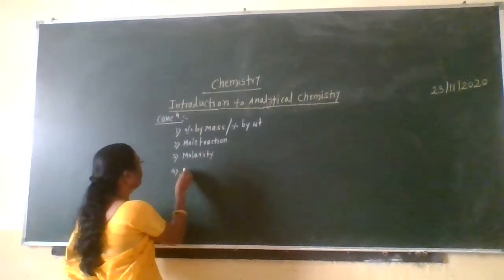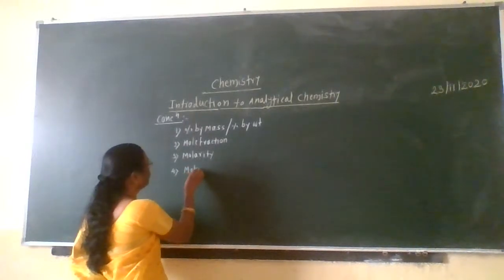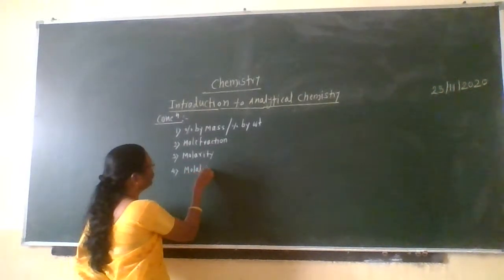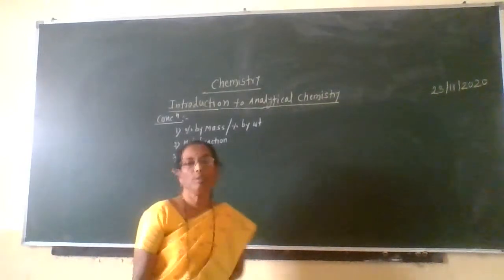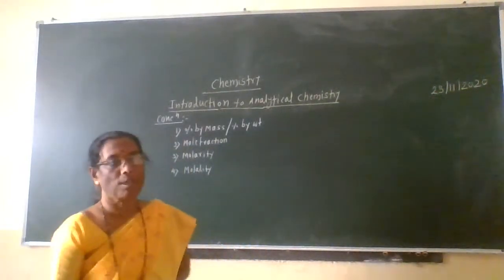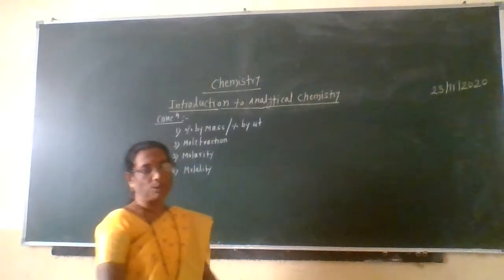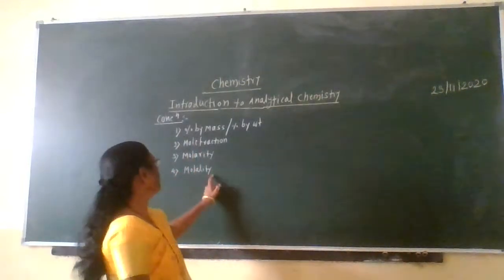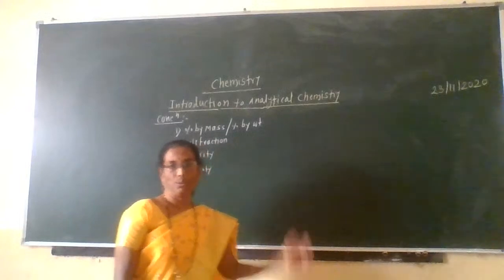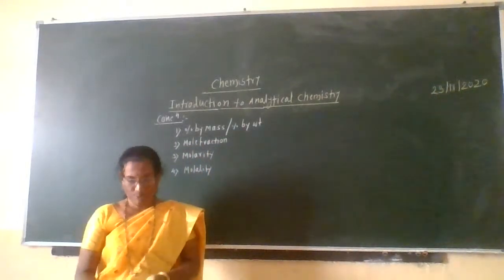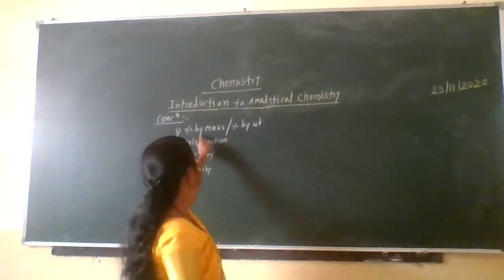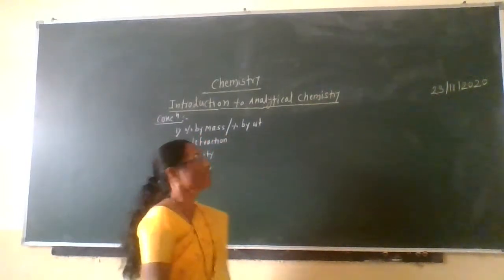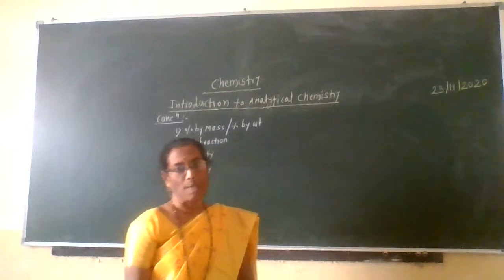And fourth one, molarity. There is one more, that is ppm, that means parts per million. But only these four are included in this chapter. Now, one by one. First of all, about the percentage by mass.